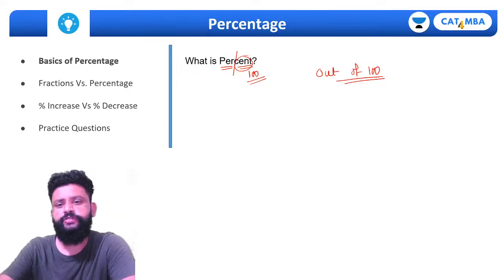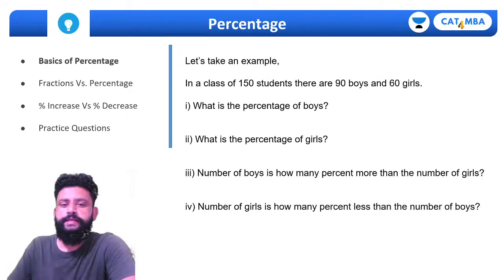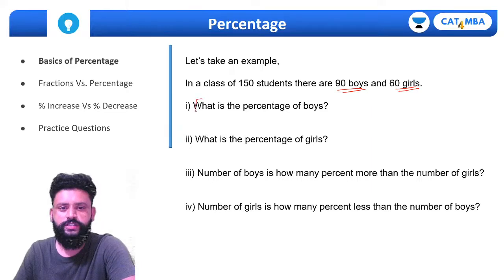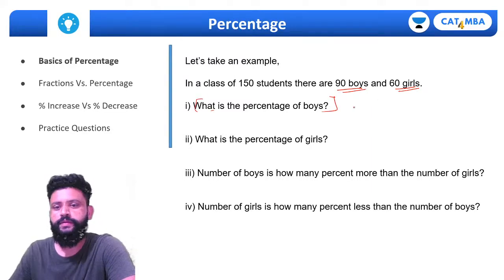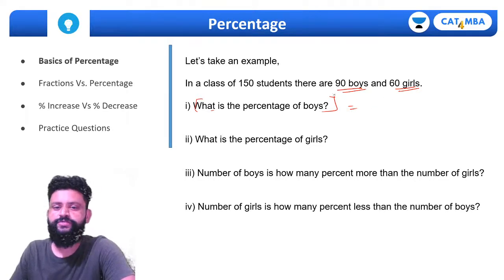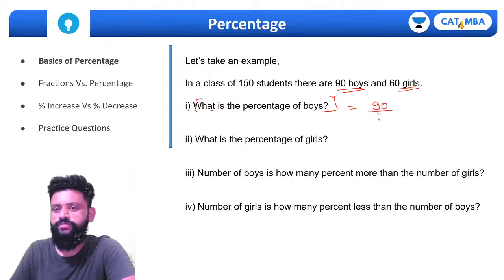So let's understand it with an example. Let's say in a class of 150 students, there are 90 boys and 60 girls. So if I want to calculate what is the percentage of boys, most of you use this thing, percentage basics, in day-to-day life. So how do we calculate the percentage of boys in a class of 150 students? So it is 90 out of 150 into 100. That's so simple, and if you calculate, it comes out to be 3/5, that is 60%.